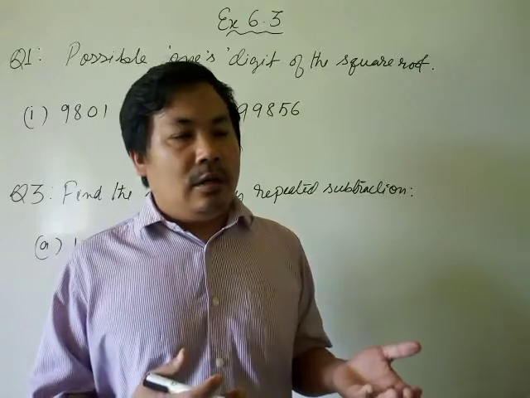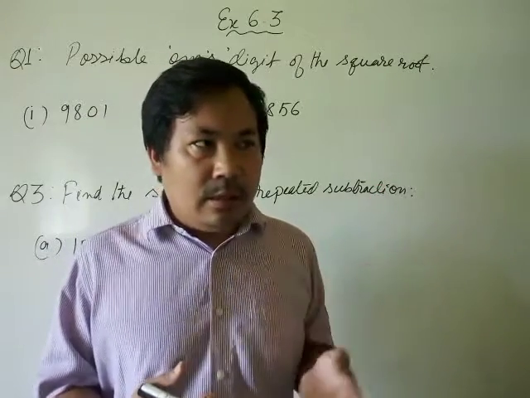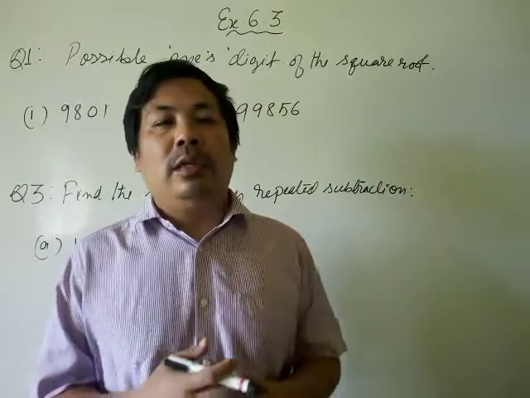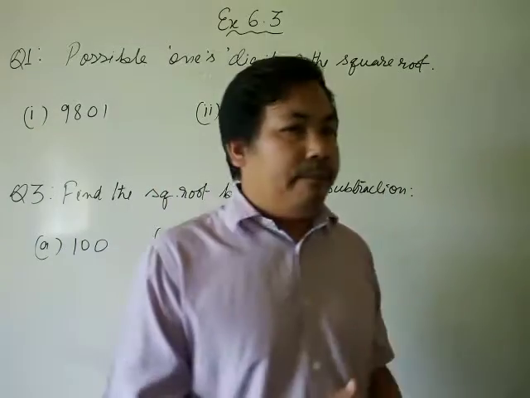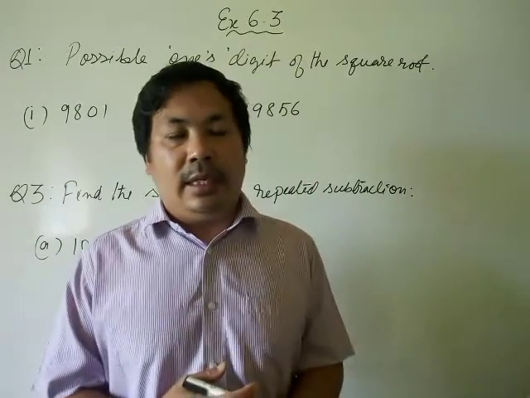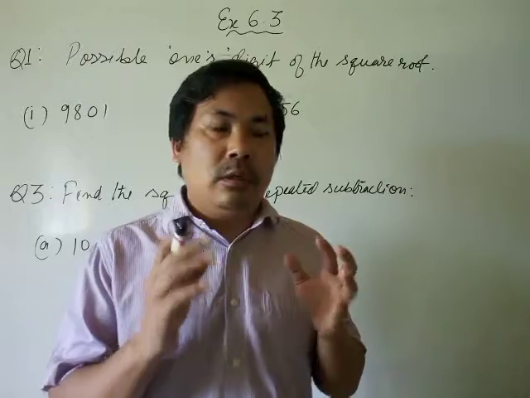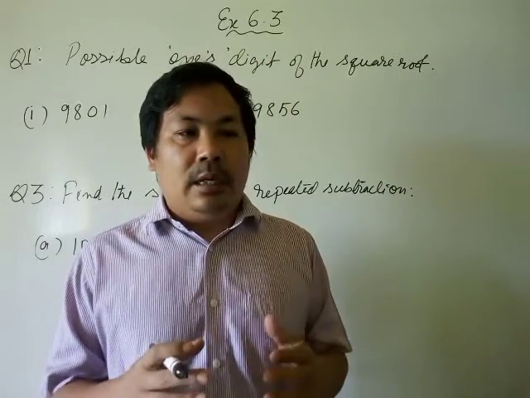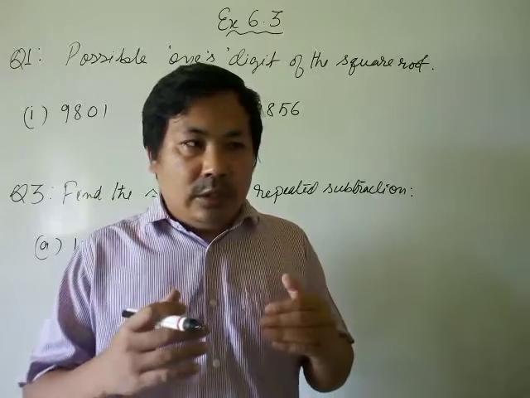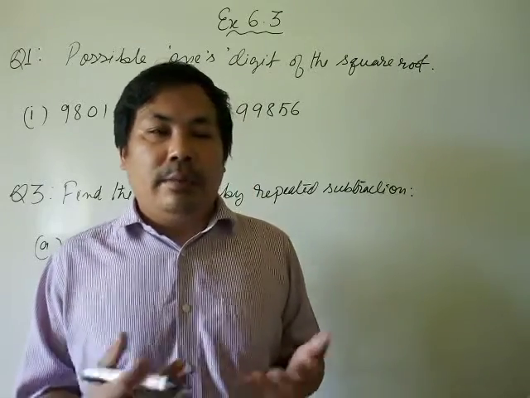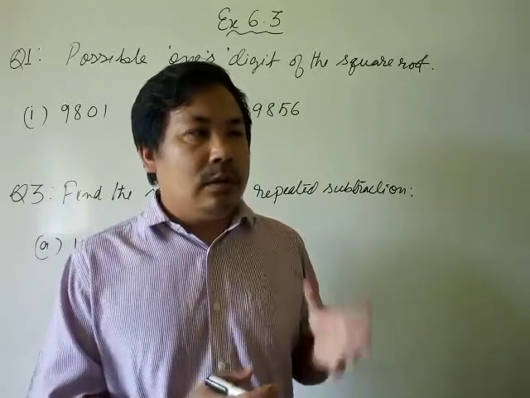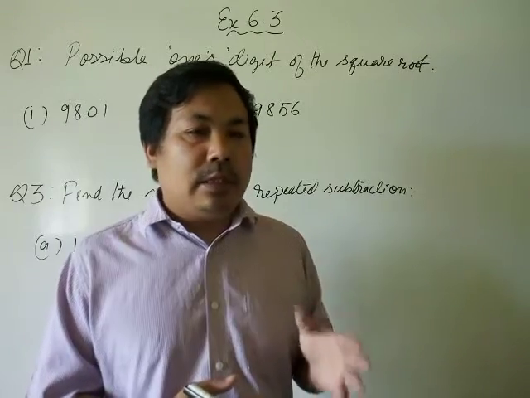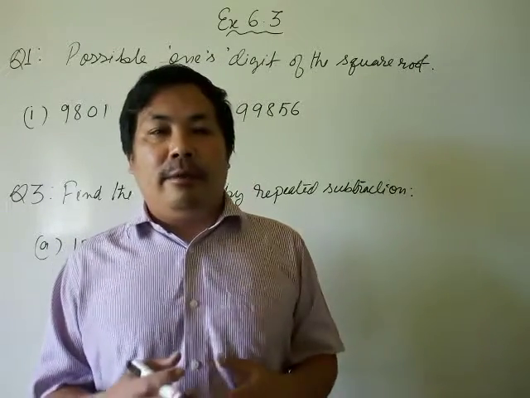One is called repeating subtraction, then prime factorization and the division method. The division method is not coming yet, but it will come later on in the chapter. But now we are dealing with finding the square root by the methods called repeating subtraction and prime factorization.